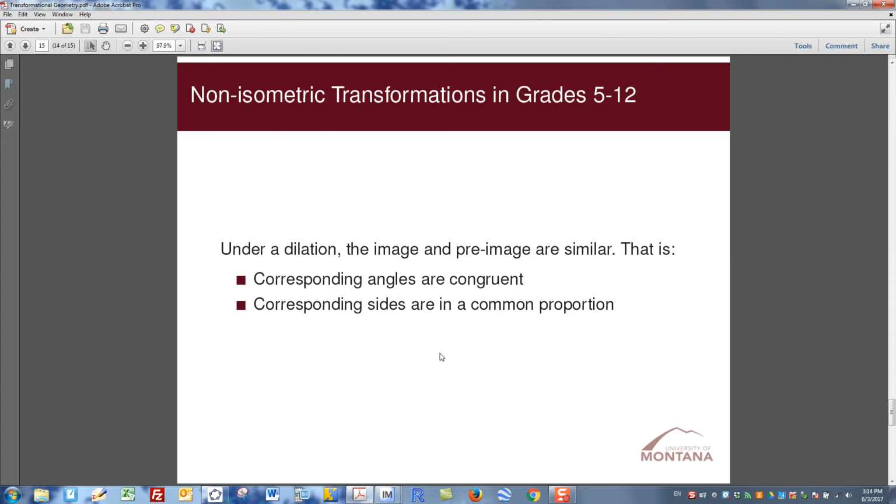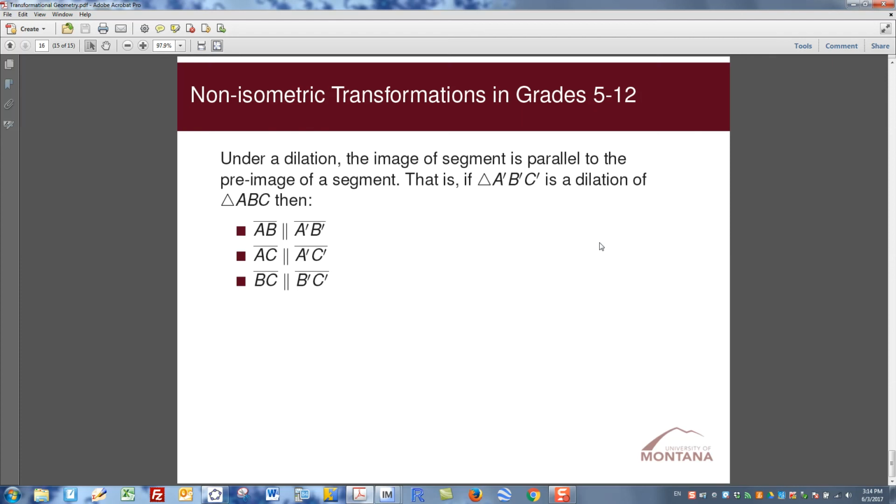One of the things we usually discover, or students discover, is that under dilation, the image and pre-image are similar. That is, corresponding angles are congruent, but the sides are not congruent, but are all in a common proportion. So in the case of the investigation that we did with the pen and paper, the corresponding sides are in a common proportion 2 to 1. Also interesting, under dilation, the image of a segment is parallel to the pre-image of the segment. That is, if A prime B prime C prime is a dilation of ABC, then we can say that AB will be parallel to A prime B prime, AC parallel to A prime C prime, and BC parallel to B prime C prime.